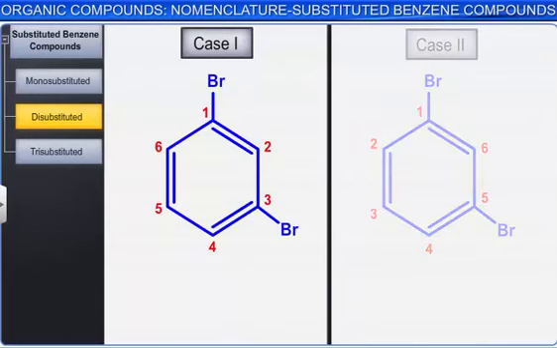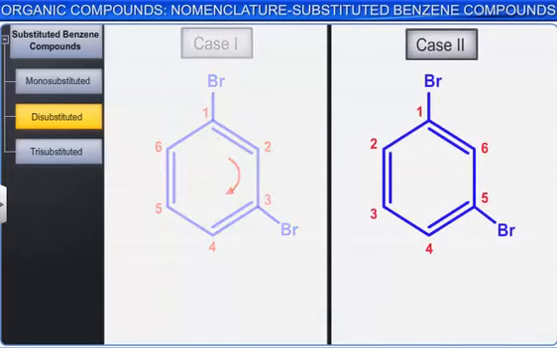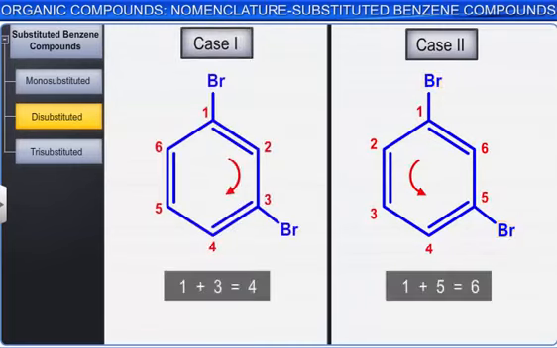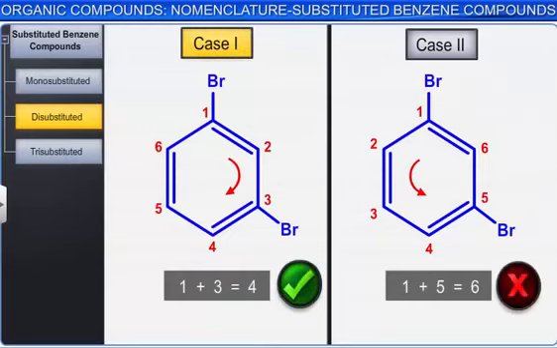In case 1, the carbon atoms are numbered in the clockwise direction. As a result, the two bromine atoms are present at the positions 1 and 3. In case 2, the numbering of carbon atoms is done in the anti-clockwise direction. As a result, the two bromine atoms are present at the positions 1 and 5. According to the rule, case 1 follows the correct way of numbering.